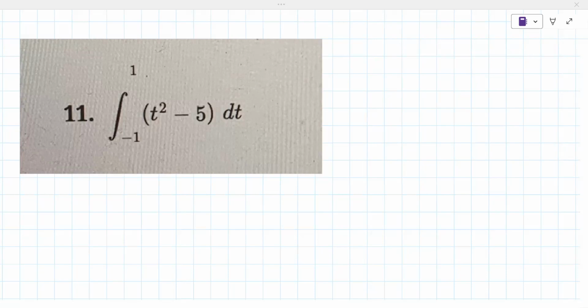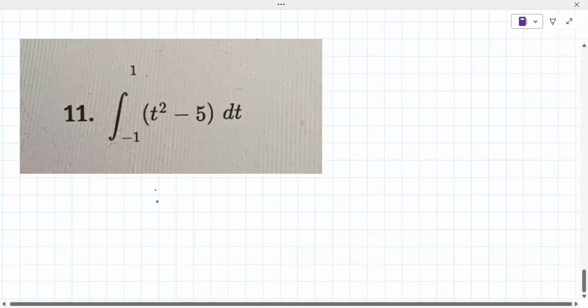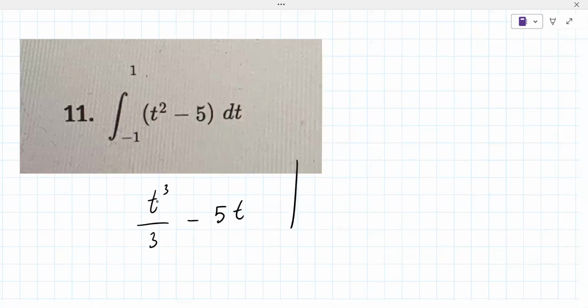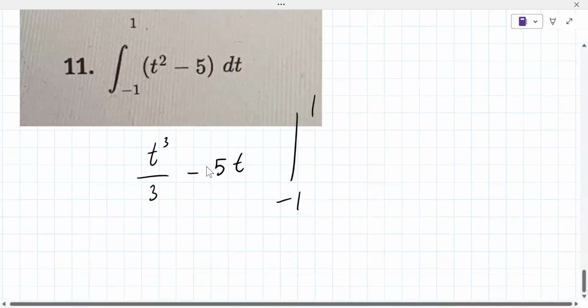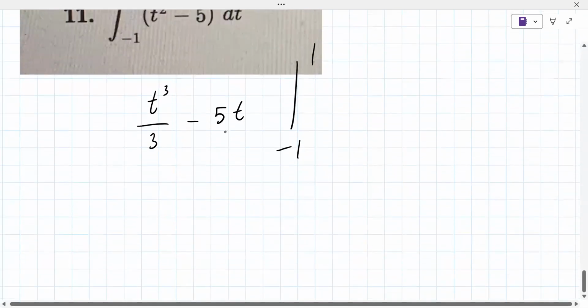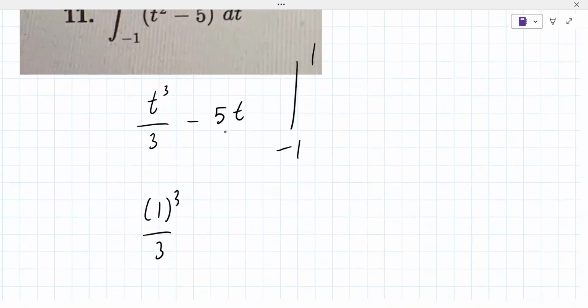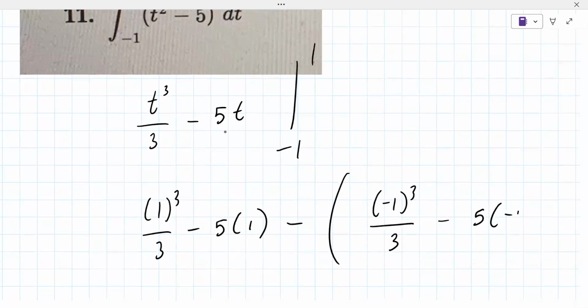-10. Sorry about that. What is your antiderivative on this? T to the third over 3 minus 5t. Yeah, and evaluating from -1 to 1. So from here, it's probably just a calculator error. So it's 1 cubed over 3 minus 5 times 1 minus parentheses -1 cubed. Notice I'm substituting in parentheses, very important.